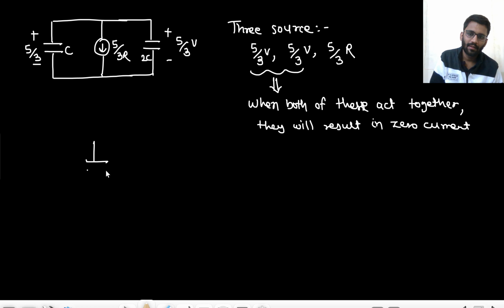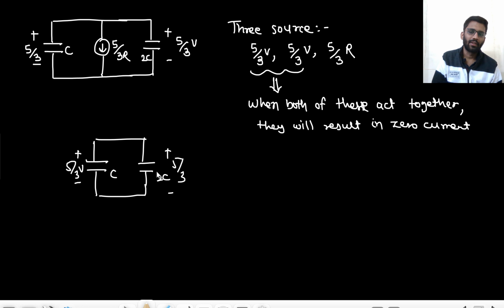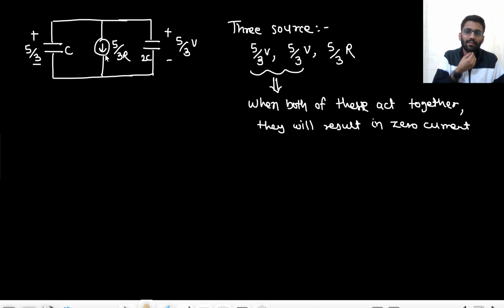So what will happen? Here at capacitor C I am having 5 by 3 voltage, and at this capacitor 2C I am having the same 5 by 3 voltage. This current is 0. That means this will be open circuited. So tell me, will there be any current? No, there will not be any current because the circuit is in steady state. Right? What is the total voltage in the circuit? From here 0 plus 5 by 3 minus 5 by 3, 0 volt. So there is 0 volt in the circuit, so the circuit is already in steady state. So these will not contribute to the final current. Only this current source will contribute to the final current.